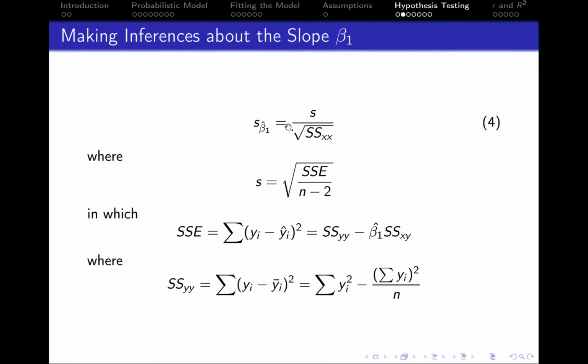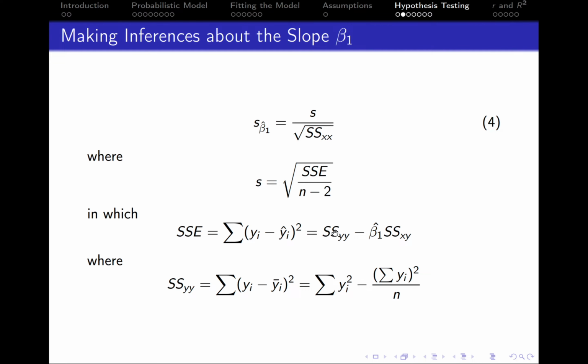To calculate the standard error or the standard deviation of the slope coefficient, we need to use this formula, where s is the square root of the sum of squared errors divided by n minus 2. And to get the sum of squared errors, we will use this formula. And as you can see, the sum of squared errors is equal to the sum of squared differences between the actual value of y and its predicted value.